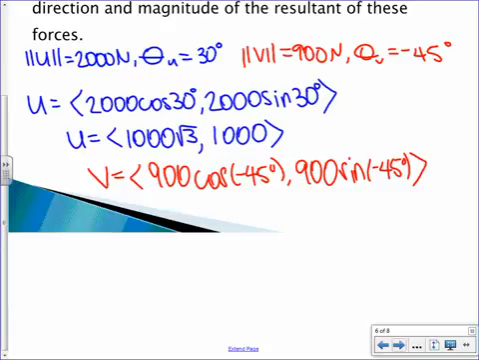Josie, what's the cosine of negative 45? Radical 2/2. So we will have 450 radical 2. And then, Michaela, what about the sine of negative 45? The same, but negative. So negative 450 radical 2.